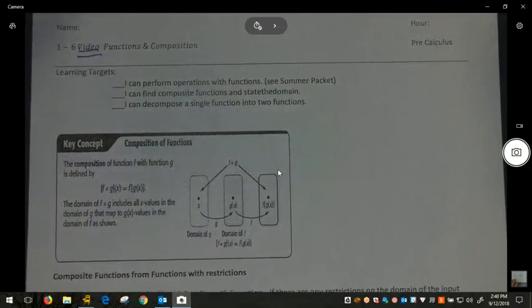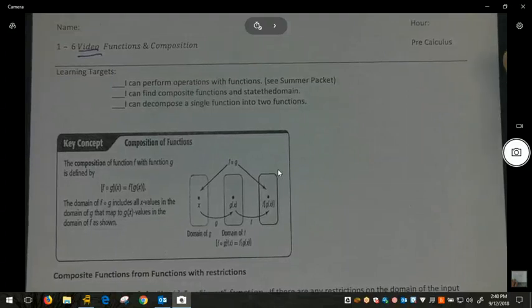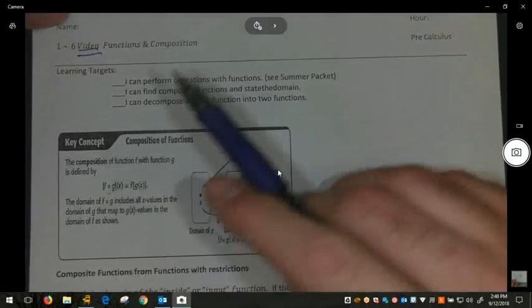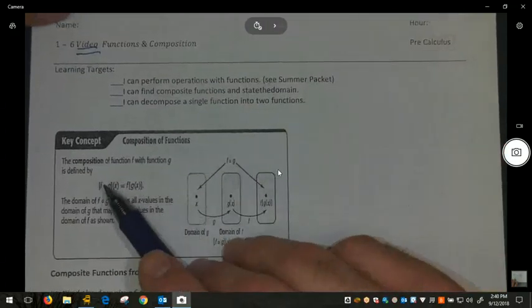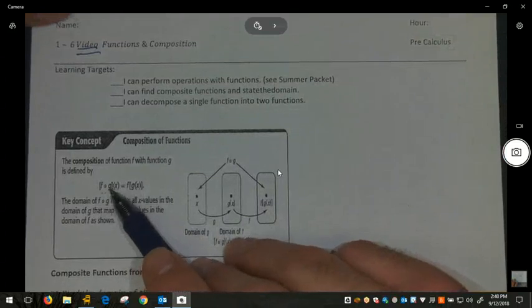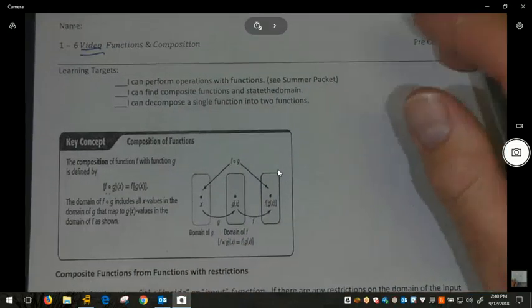Today in class, you looked at a scavenger hunt involving function composition, where you had to do some function operations and maybe even some function composition like f of g or g of x, where we plugged the second one into the first.